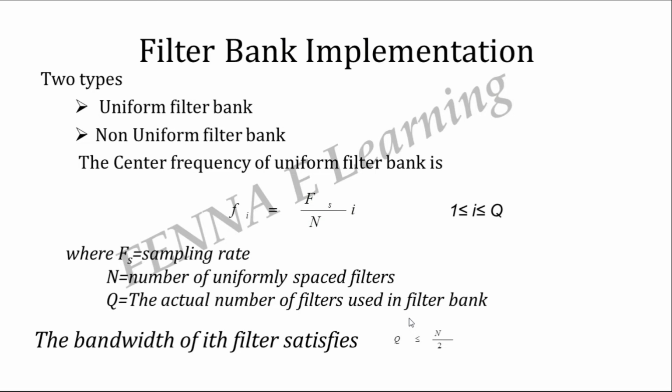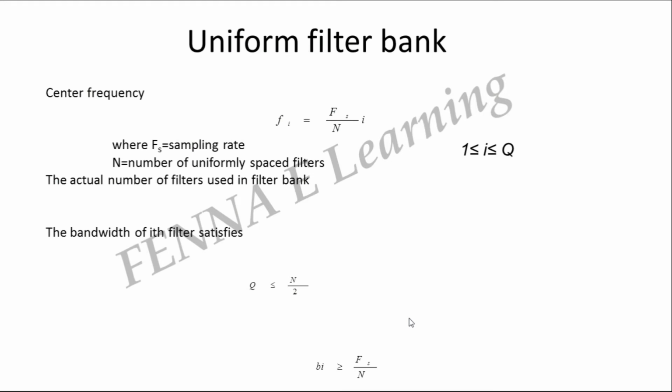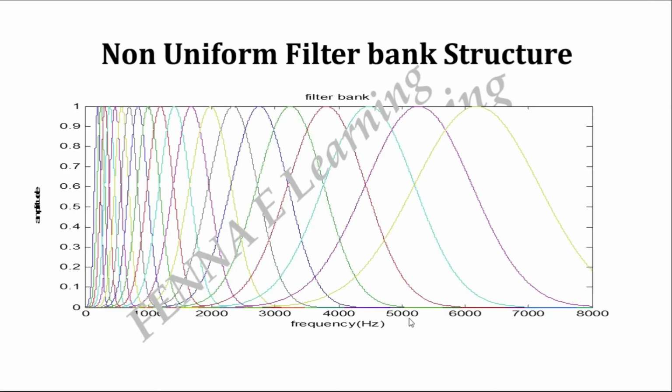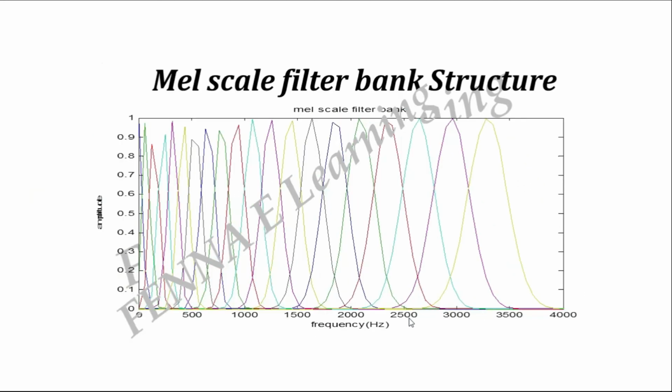The bandwidth of the ith filter satisfies the condition q less than or equal to n divided by 2. The center frequency is given by f of i equals f of s divided by n times i. This is the structure of the uniform filter bank, this is the structure of the designed non-uniform filter bank, and this is the structure of the MEL filter bank.